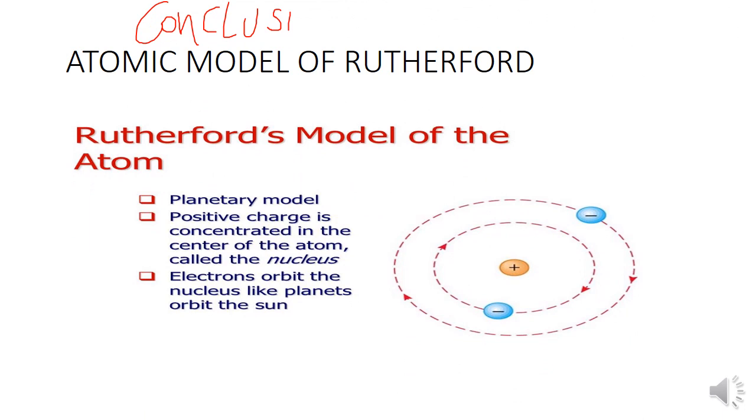They also have the atomic model of Rutherford. In the Rutherford model, they concluded that the positive protons are located in the center. Here you see the protons in the center, where the electrons revolve around like this. This is the orbit.